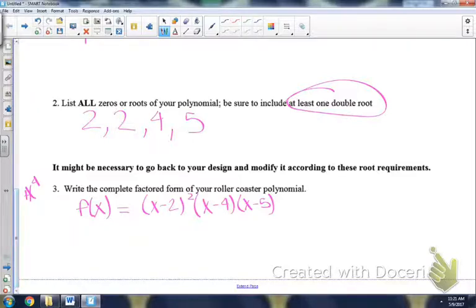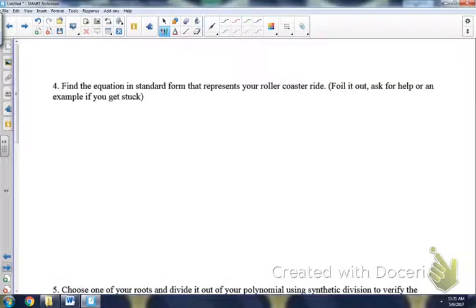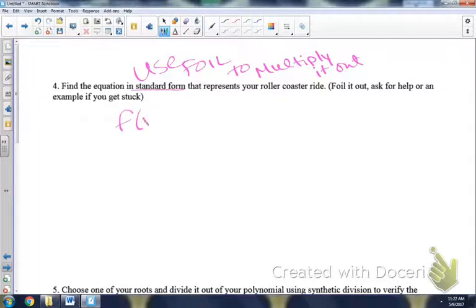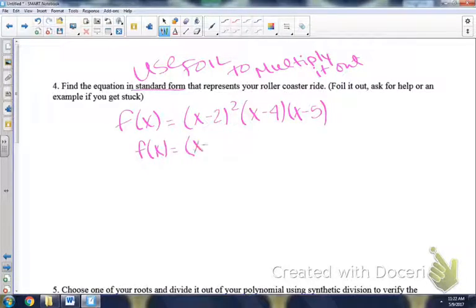Now, once you get to number 4, you're going to have to find your equation in standard form, which means use FOIL to multiply it out. So my function in the front was x minus 2 squared, and then x minus 4, x minus 5. So right here, when it's squared, when you have a double root, go ahead and write it twice to make it easier for you.